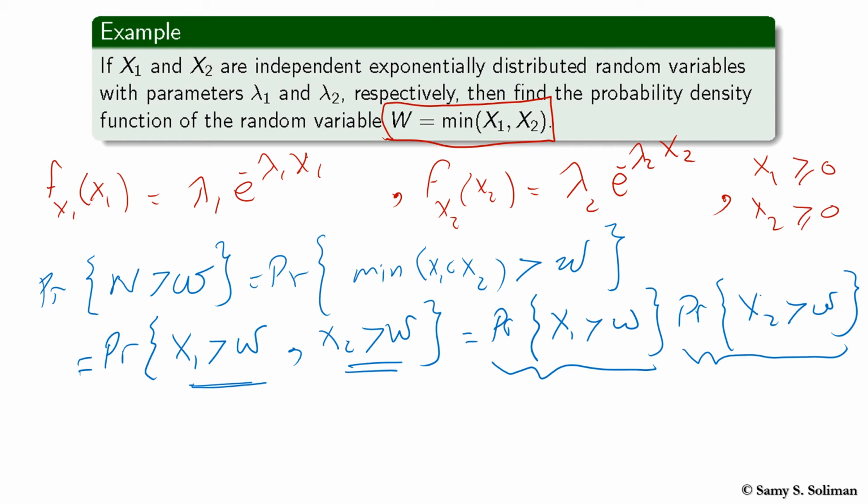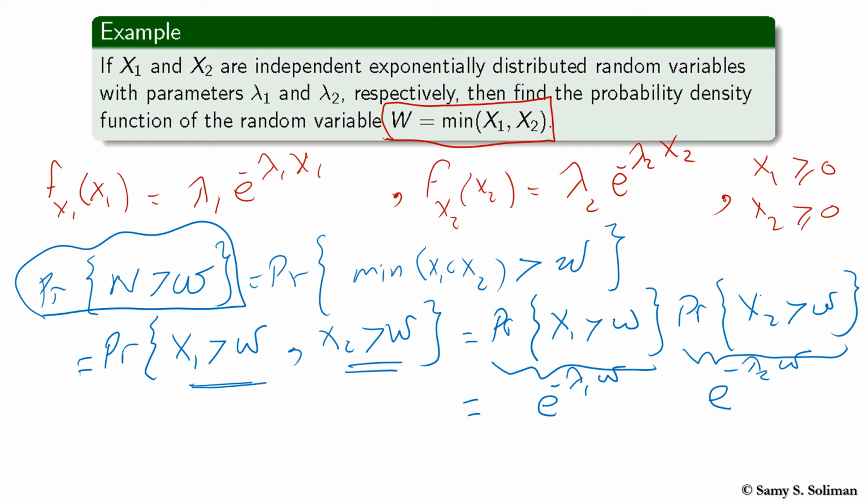So for exponential random variables, the complementary CDF, if you recall, is e to the power negative lambda 1 w, and this is e to the power negative lambda 2 w. So now this is the probability that the new random variable W is larger than a certain threshold. Let's write it here in a simplified form. It is e to the power negative (lambda 1 plus lambda 2) w. So this is the probability that W is larger than the threshold small w. Again, this is the complementary CDF of the random variable W.